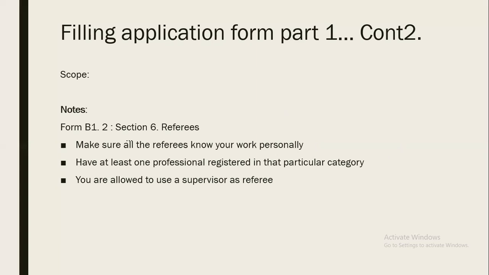If you are registering as a professional technologist, make sure that you at least have one professional engineering technologist. If you are registering as a professional engineer, make sure that you have at least one professional engineer. If you're registering as a professional engineering technician, make sure that you at least have one person in that category. As well as for a certificated engineer, make sure that you at least have one person in that category. And then lastly, you are also allowed to have a supervisor as your referee.